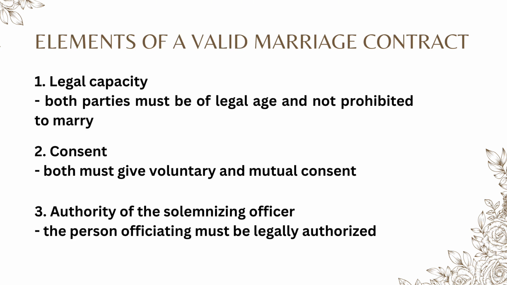Under the Family Code of the Philippines, a valid marriage must have the following elements: legal capacity. Both parties must be of legal age and not prohibited to marry. Consent. Both must give voluntary and mutual consent. Authority of the solemnizing officer. The person officiating must be legally authorized. These elements are shown through the information and signatures in the contract.